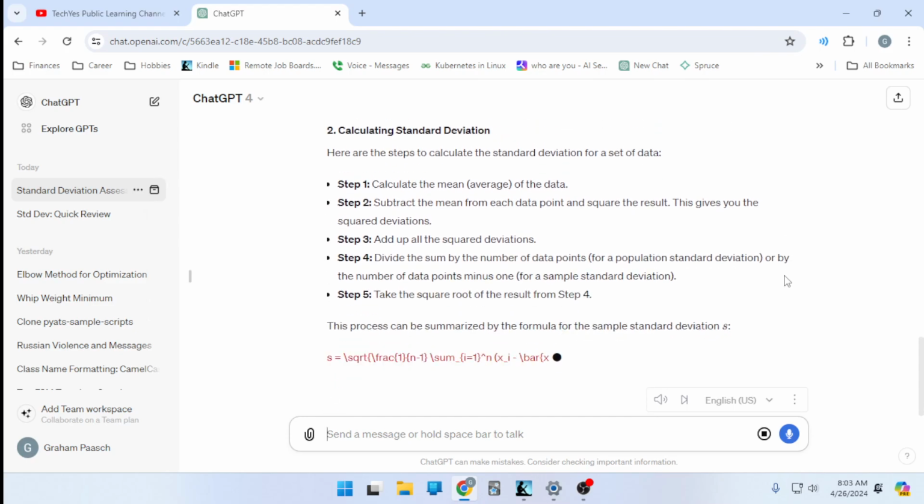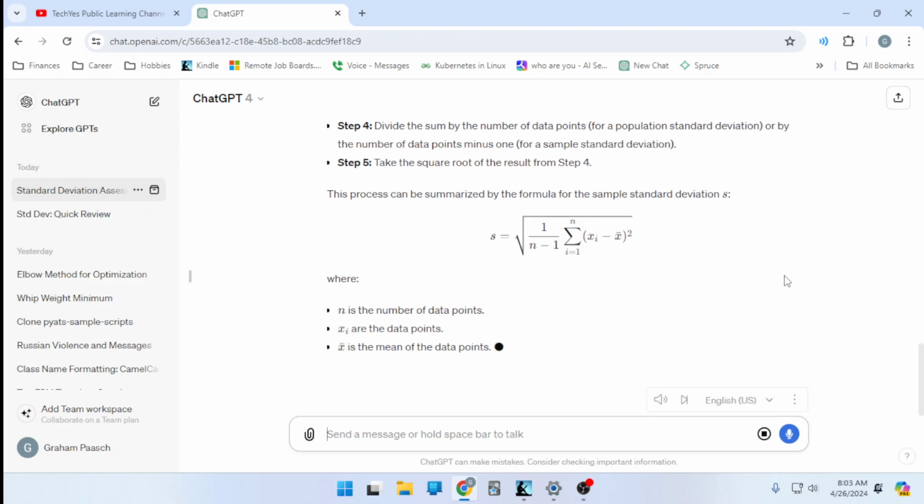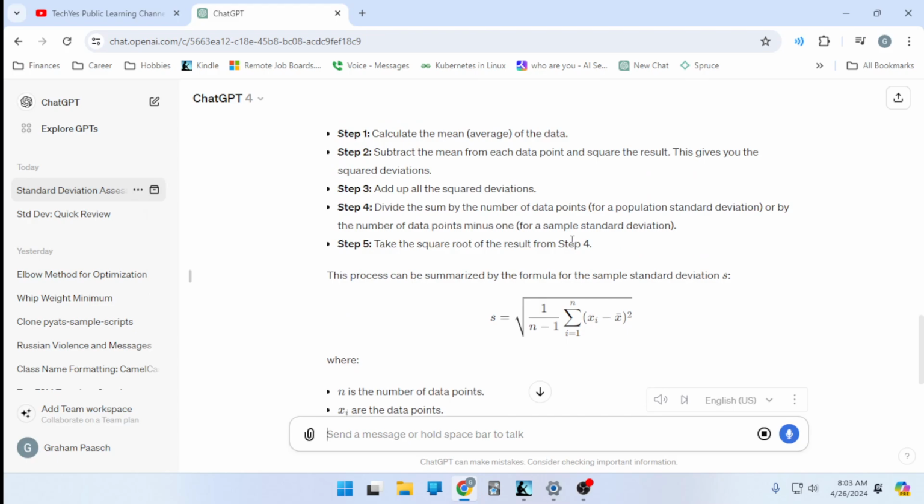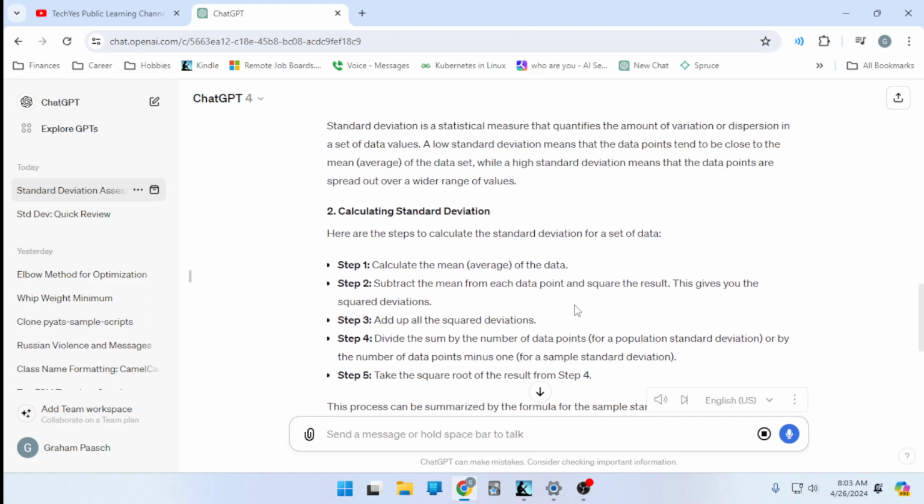Math lesson on standard deviation. 1. Understanding standard deviation. Standard deviation is a statistical measure that quantifies the amount of variation or dispersion in a set of data values. A low standard deviation means that the data points tend to be close to the mean, or average, for the data set, while a high standard deviation means that the data points are spread out over a wider range of values. 2. Calculating standard deviation.